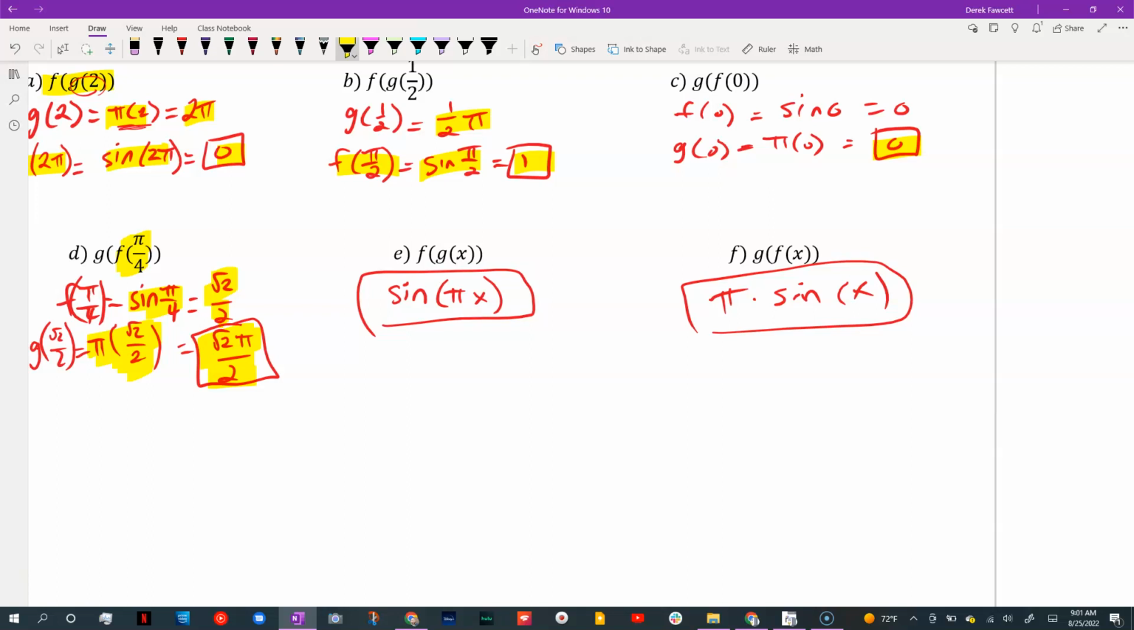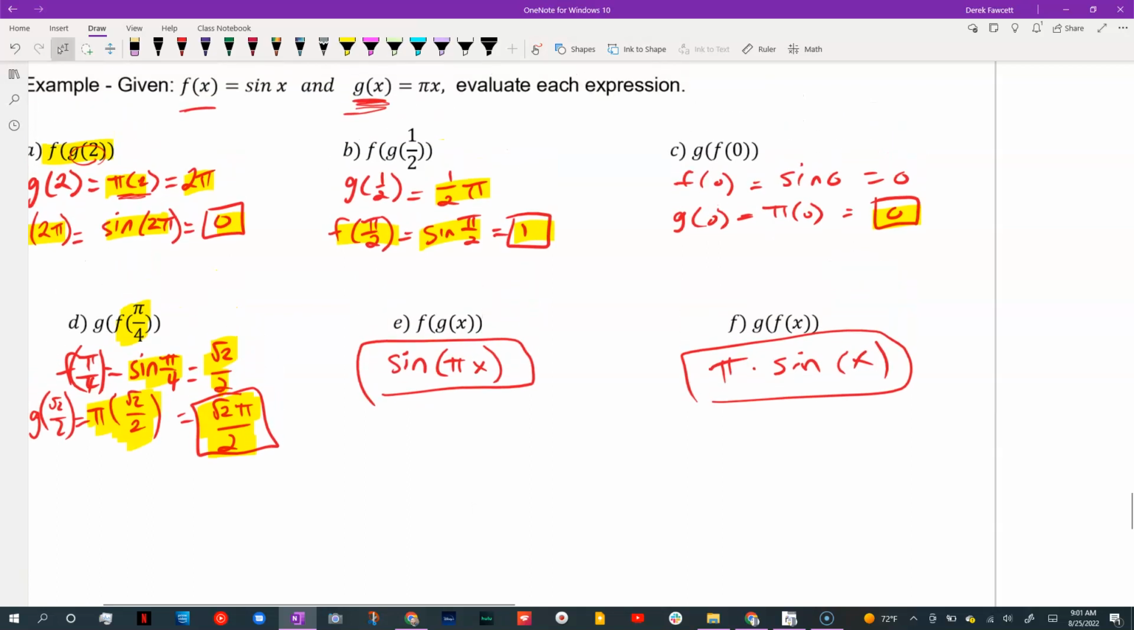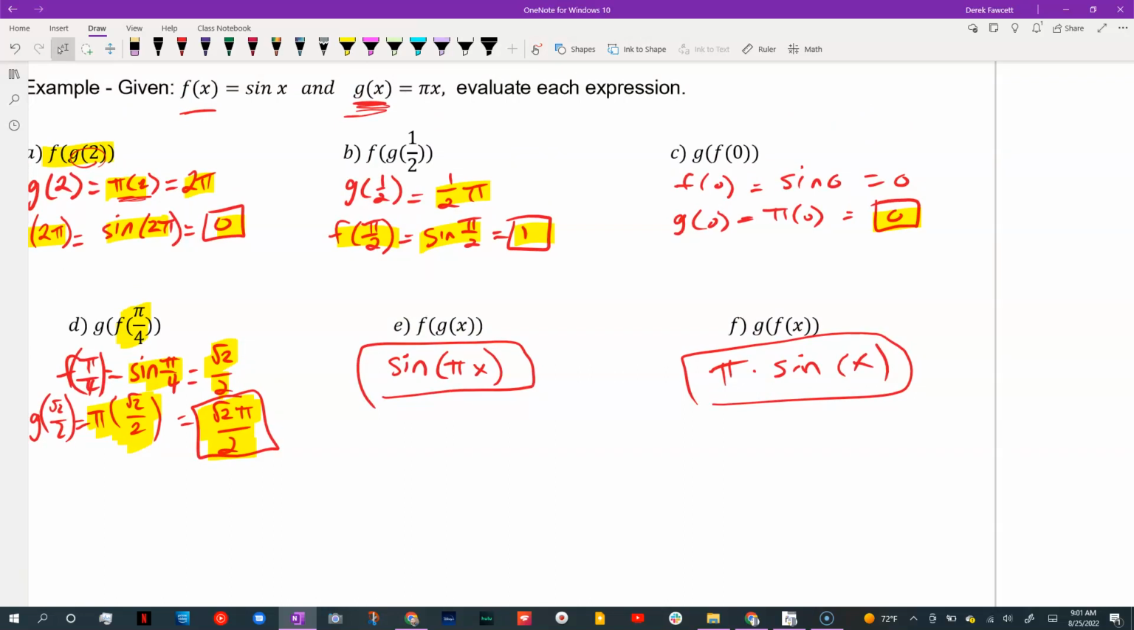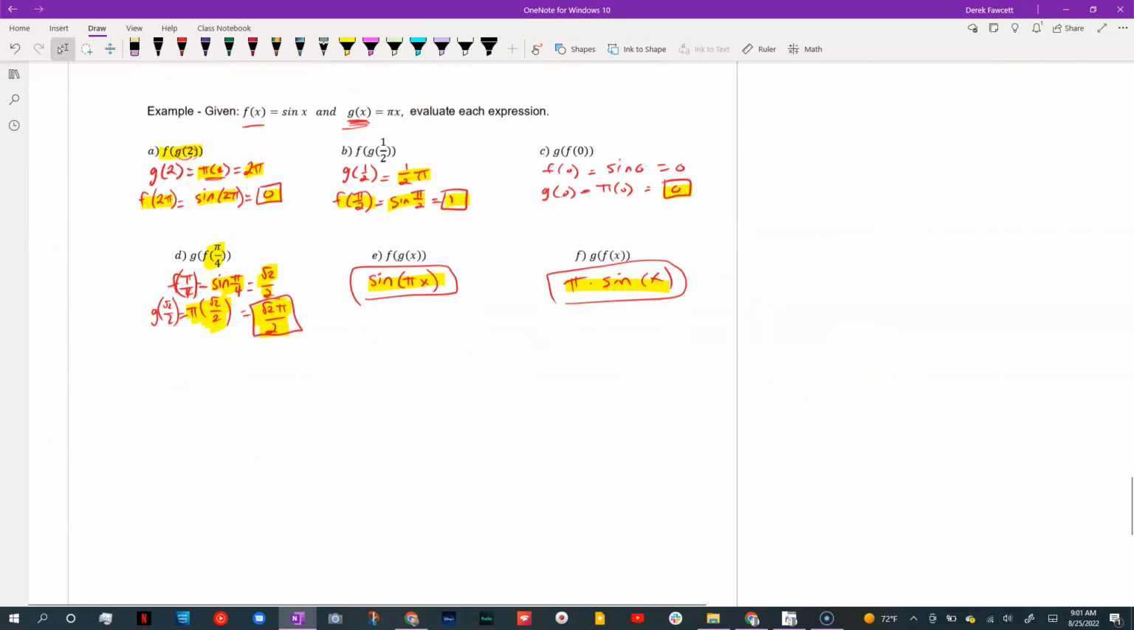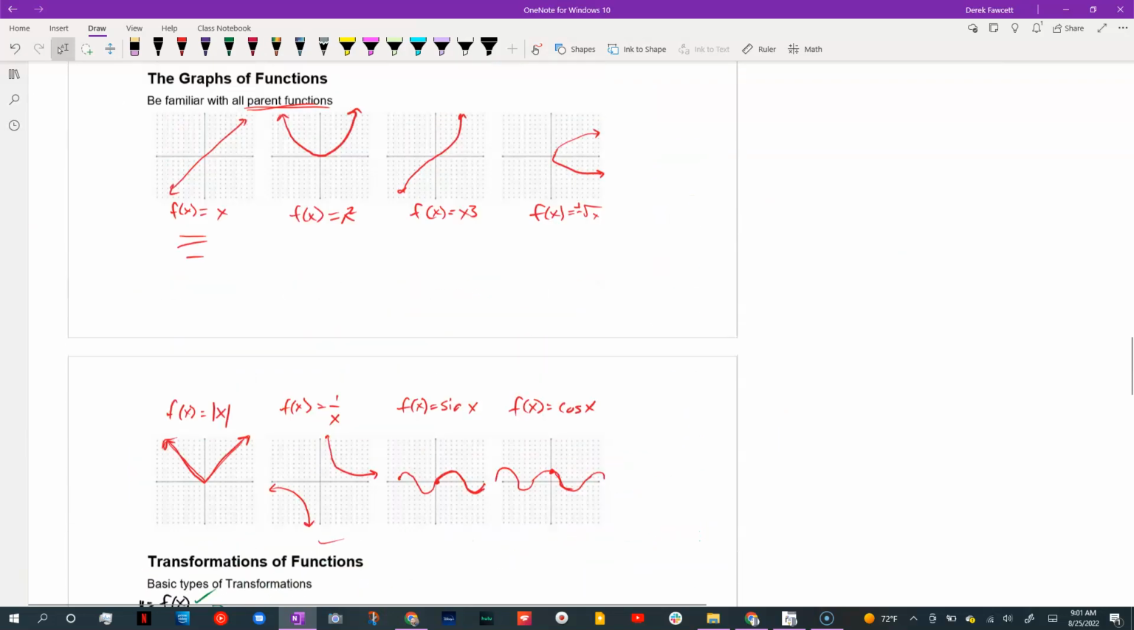And then your last two are pretty easy. You're just plugging one straight inside the other. So you get sine of pi x and then pi times the sine of x. All right, so that's what composite functions are. They're not that difficult, but if they're new to you, they could be a little bit tricky to work with. All right, and then that's it for these notes. Hopefully this is making more sense.